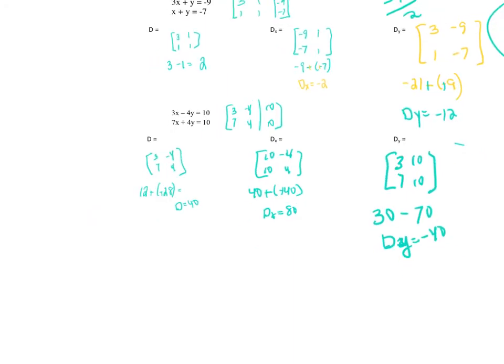And then to find my answers, we simply say, okay, D sub x is 80 divided by 40. 8 divided by 4 is 2. D sub y is negative 40 divided by 40, so I get negative 1. So my answer is 2, comma, negative 1.